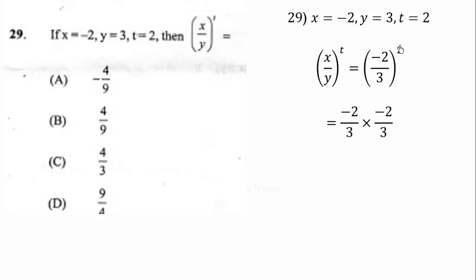Now we know that something squared means that thing times itself. So negative 2 over 3 times negative 2 over 3. Now this is the same as negative 2 times negative 2 over 3 times 3. Now negative 2 times negative 2 will give us 4. Note that the negative becomes positive, all over 9. So this will give us 4 over 9. The correct answer is B.